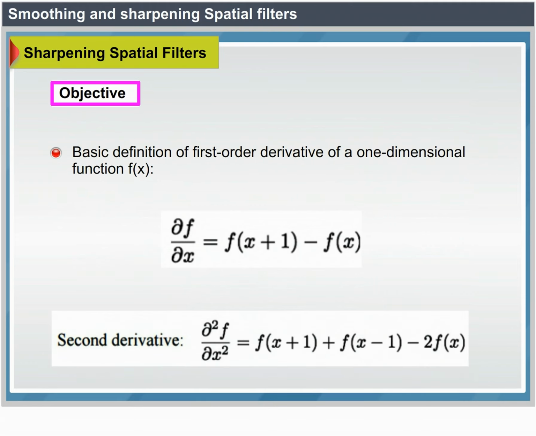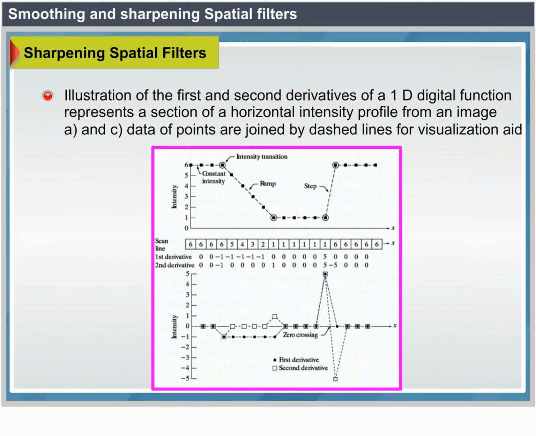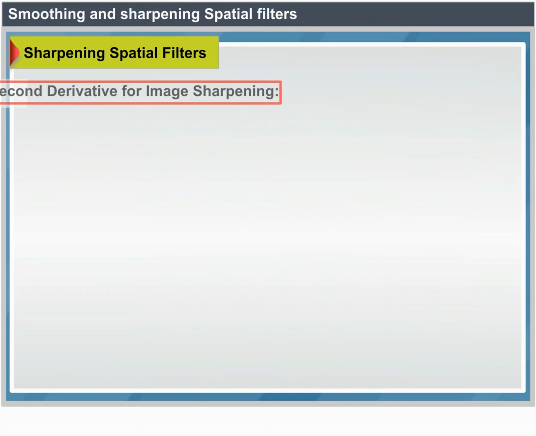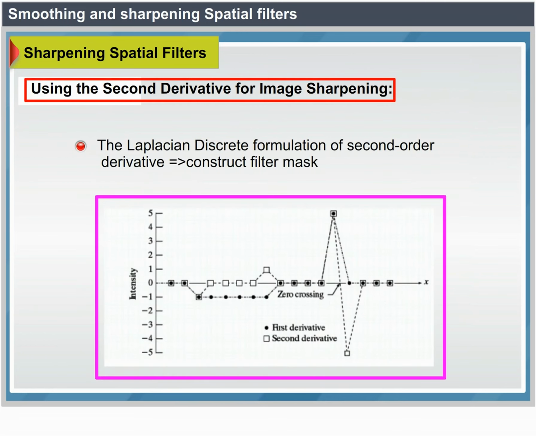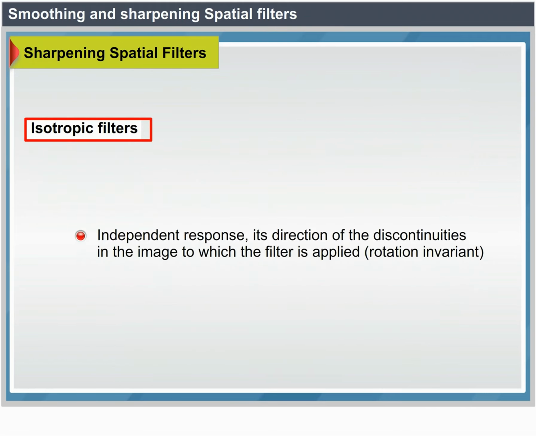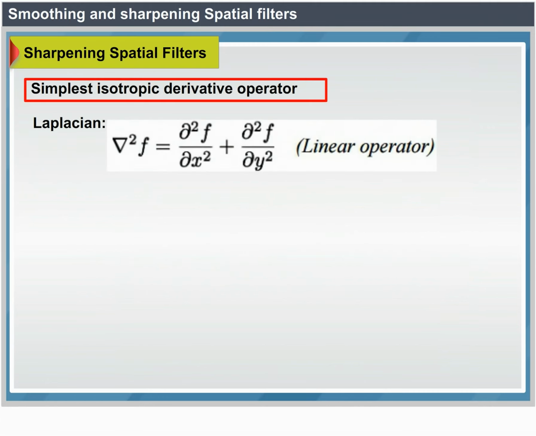Isotropic filters: the response is independent of the direction of the discontinuities in the image to which the filter is applied, that is, rotation invariant. The simplest isotropic derivative operator, the Laplacian, is shown on screen. Laplacian masks: isotropic result for rotations in increments of 90 degrees. After incorporation of the diagonal directions, isotropic result for rotations in increments of 45 degrees. Negative mask for rotations in increments of 90 degrees, C. Negative mask for rotations in increments of 45 degrees, D.